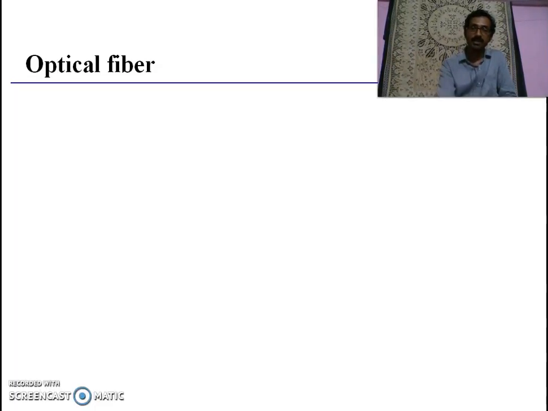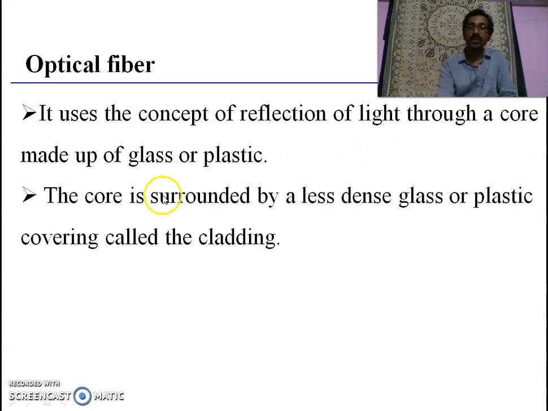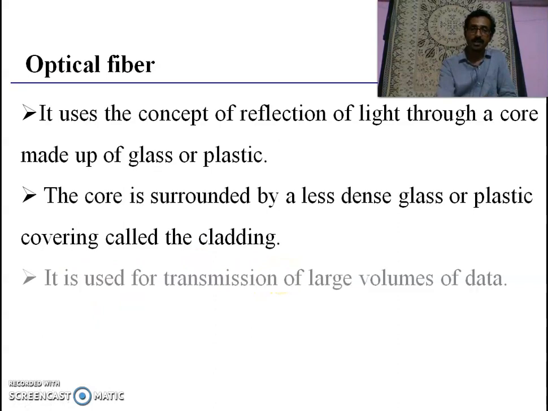And the next one is the fiber optical, or optical fiber. It uses the concept of reflection of light through a core made up of glass or plastic. The core is surrounded by a less dense glass or plastic covering called cladding. It is used for transmission of a large volume of data.